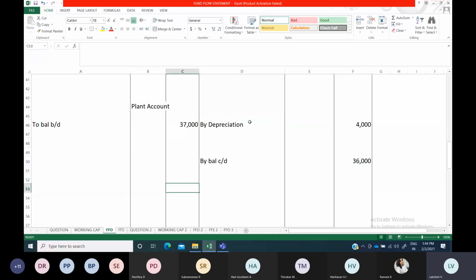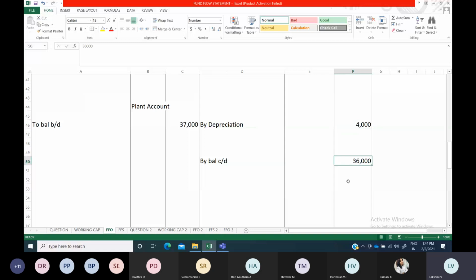Now what you have to do is balance this account. So you have to find out the items that will come under the plant account, not any other item. If they have bought something, it will come here. If they have sold something, it will come here. Nothing has been mentioned; only depreciation we are providing. That only appears in the question. So you have to balance this account.